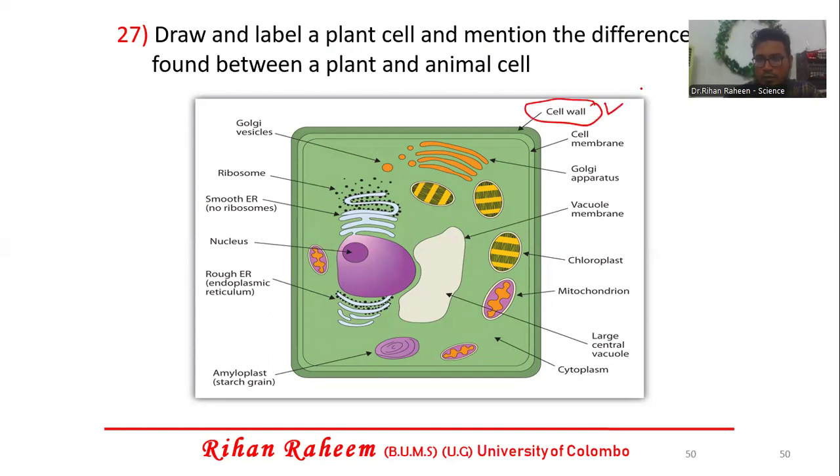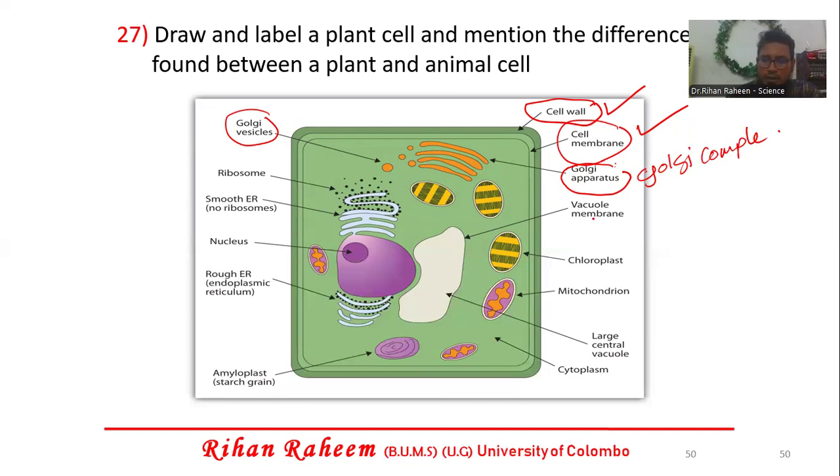Cell wall, yes, we know about the cell wall made out of cellulose. Cell membrane or plasma membrane made out of phospholipids and proteins. Then we have the cytoplasm, and here they have put Golgi apparatus, Golgi vesicle, all those together in our syllabus, we call it Golgi complex.